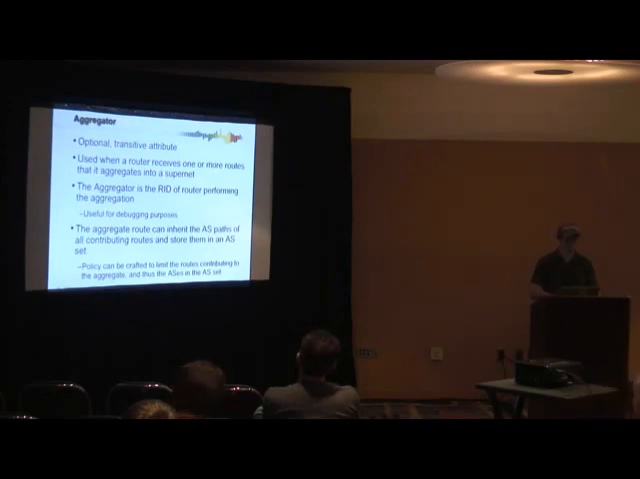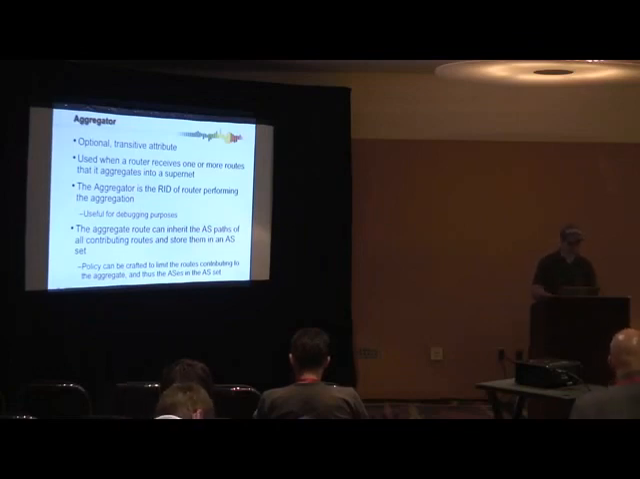Aggregator is an optional transitive attribute. It's used when a router receives one or more routes that it aggregates into a supernet. The aggregator is the router ID of the router performing the aggregation, which is useful for troubleshooting to figure out where this aggregate route is coming from. The aggregate route can also inherit some of the qualities of the contributing routes, like the AS path, and it'll store them in an AS set. And you can craft policy to say certain routes do or don't contribute to the aggregate.